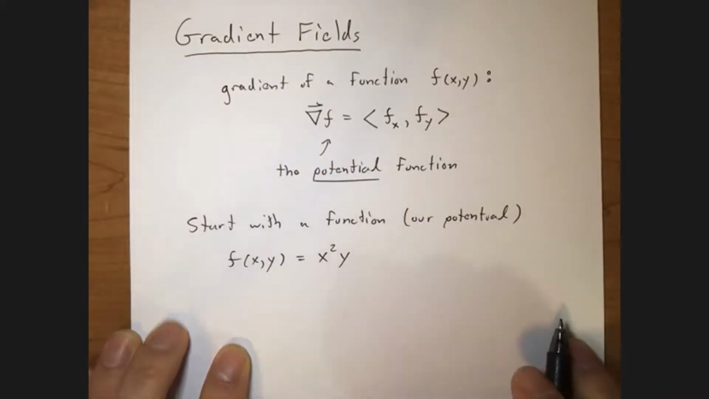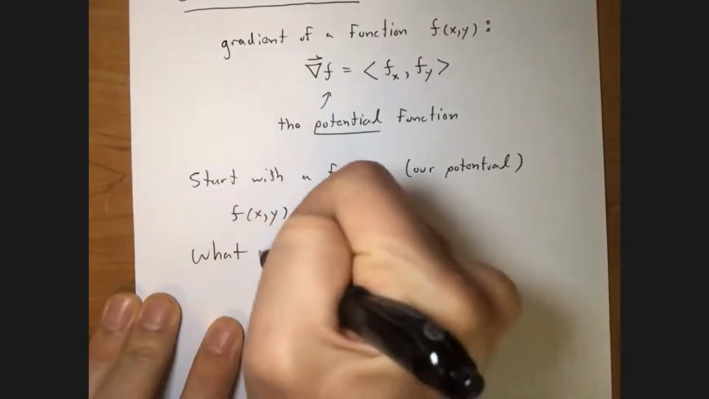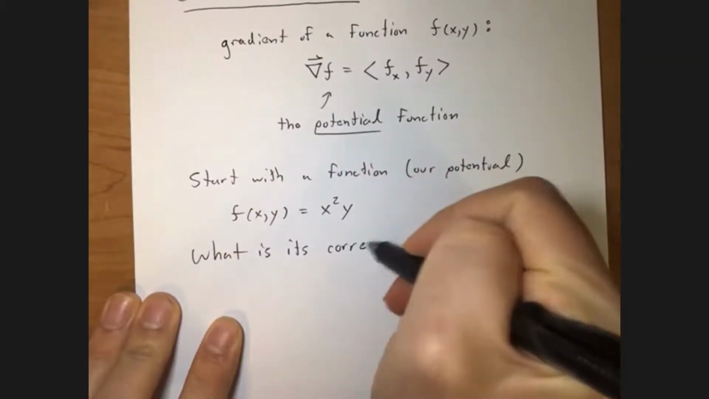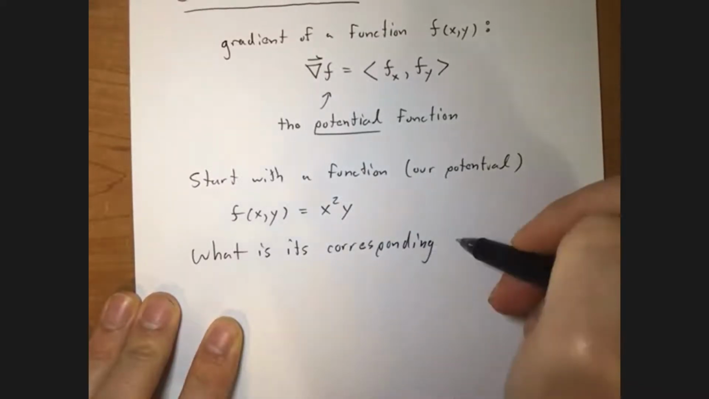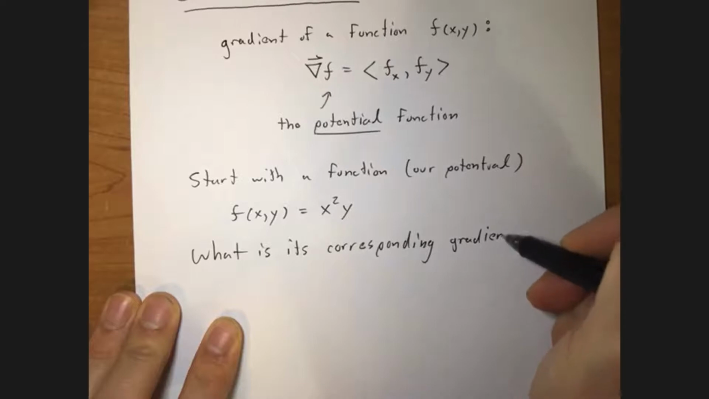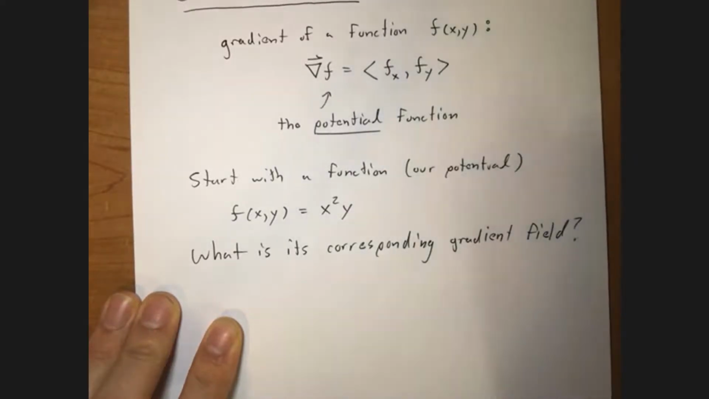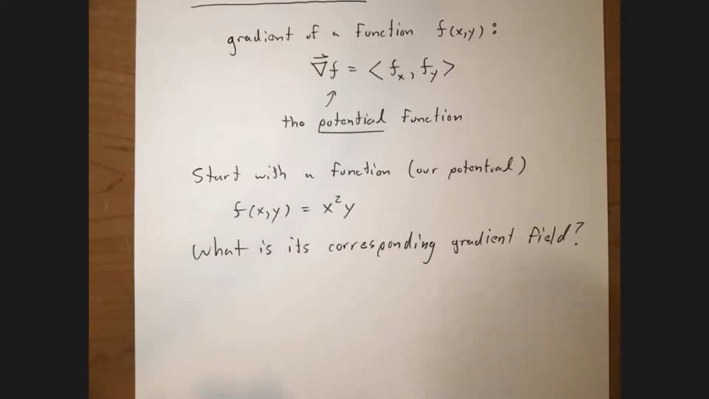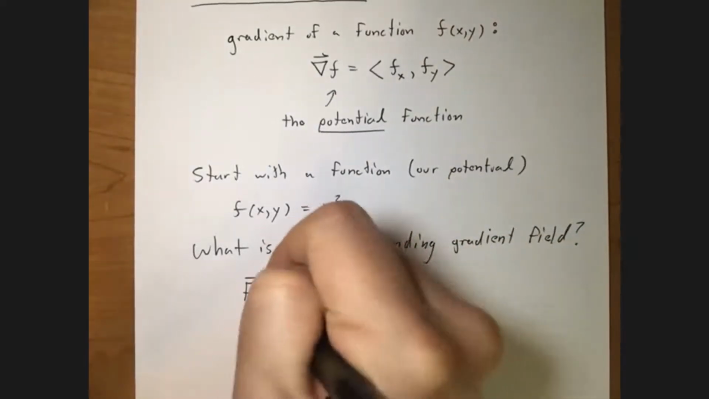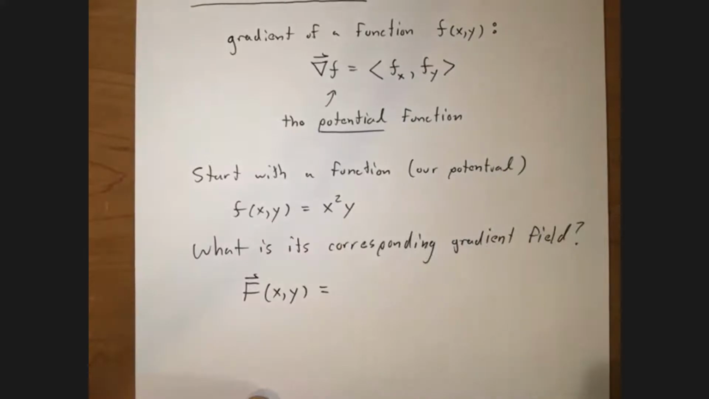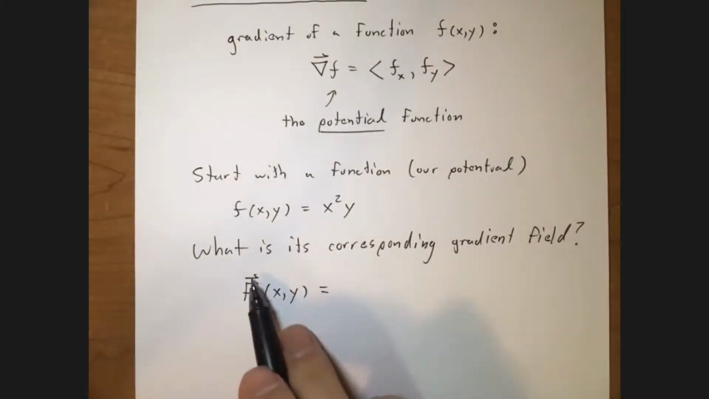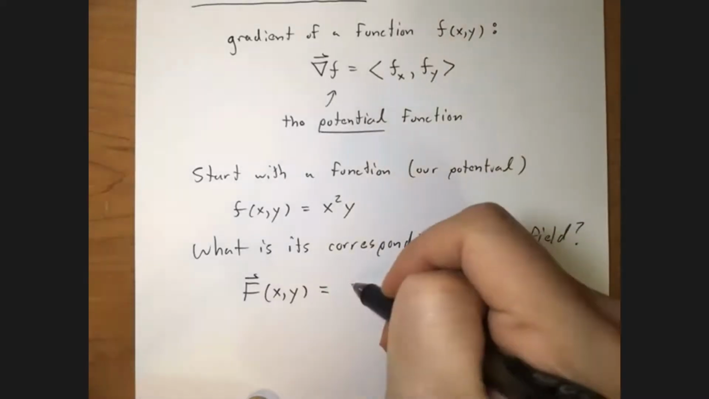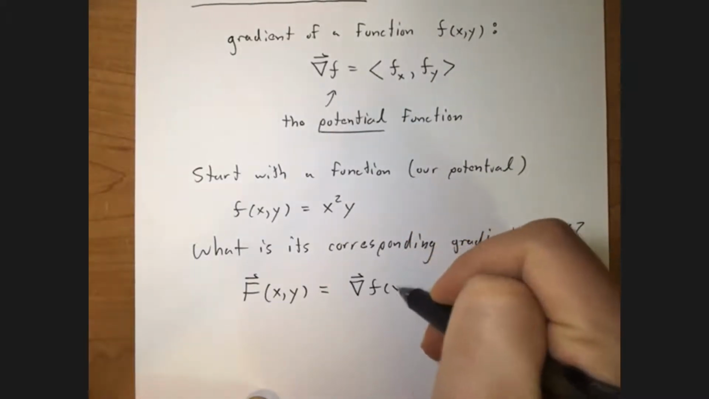What is its corresponding gradient field? Well, I just find its gradient. That's all I have to do, and view that as a vector field. View that as a function at every point that produces that gradient vector. Okay. So the gradient vector field, capital F of x, y, with a vector symbol here, is going to be the gradient of f of x, y.